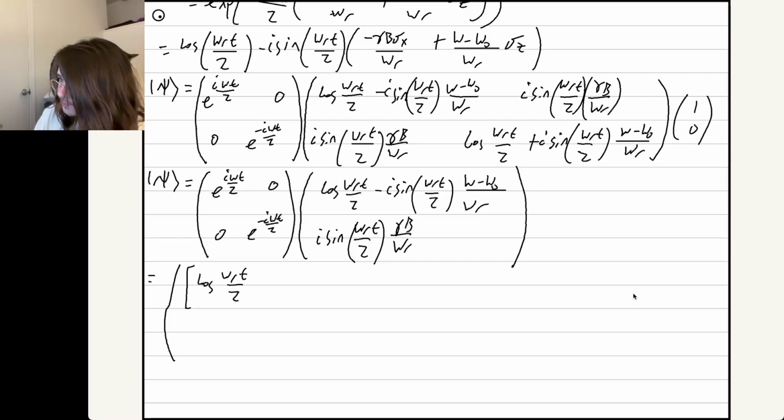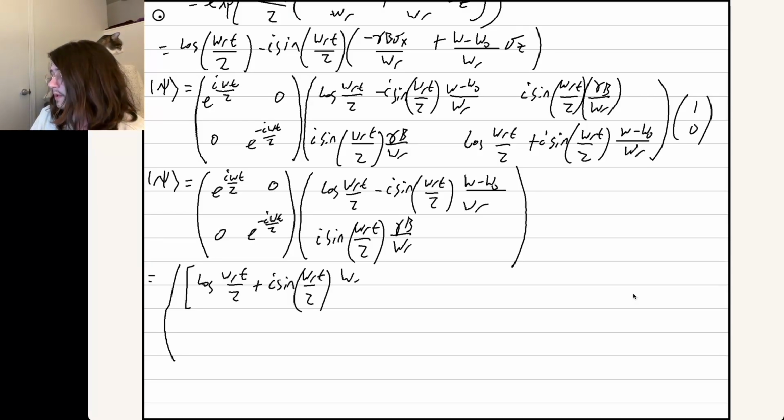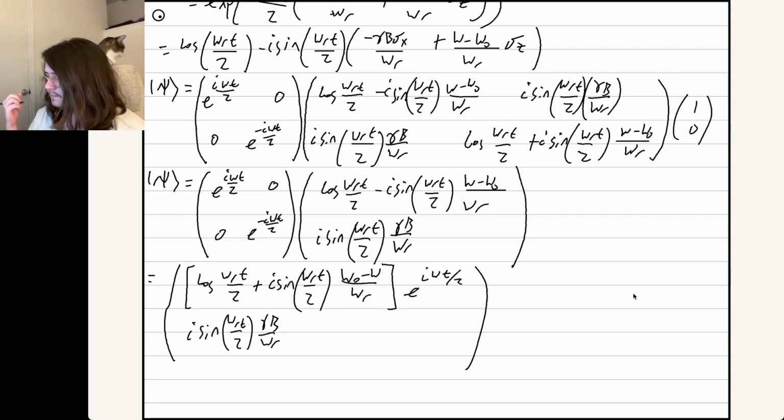I am going to flip the sign on the I first of all, but that's okay because I'm also going to flip the sign on omega minus omega naught. So we'll have plus I sine omega r t over 2, and that's multiplied by omega naught minus omega over omega r. And that's going to be multiplied by e to the I omega t over 2. And then this guy, sine omega r t over 2, gamma B over omega r. Okay, so that is, oh wait, no, I forgot to multiply the e to the minus I omega t over 2. Yes, okay. That's looking like what Shankar put then.